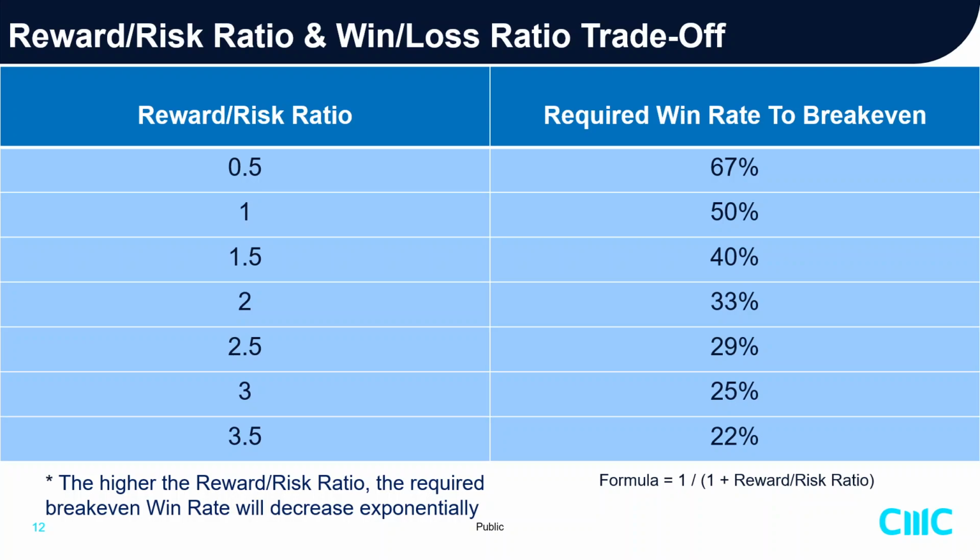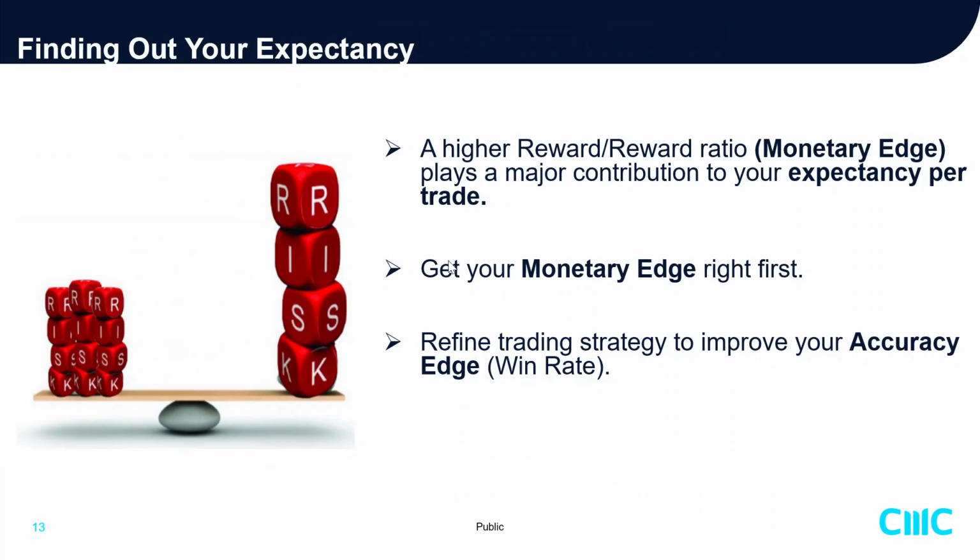To sum it up, number one, a higher reward risk ratio, which is your monetary edge, plays a major contribution to your expectancy per trade. So get your monetary edge right first. That means having a trading system or strategy that enables you to have a higher reward risk ratio trading setup. Once you get your monetary edge right, you fine-tune your trading strategy or system to improve your accuracy edge, which is your win rate.